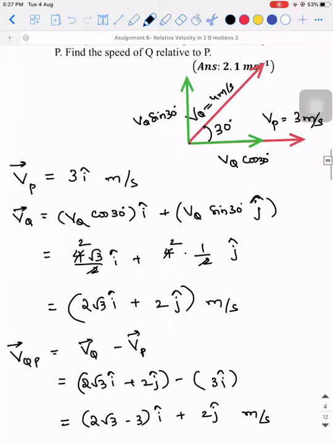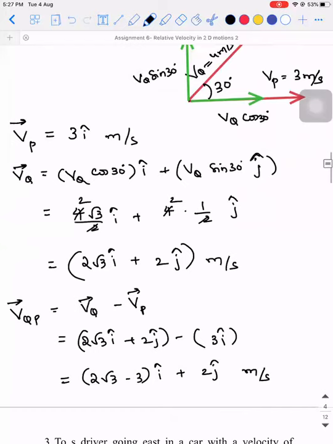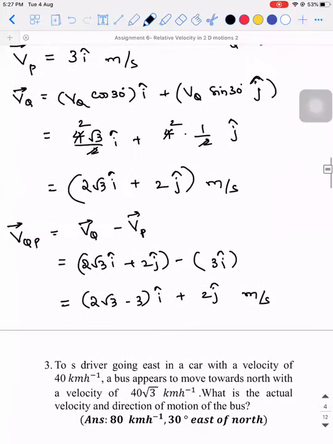But what are they asking? The speed. What do you mean by speed? Speed is the magnitude of velocity. That will be square root of (2 root 3 minus 3) square plus 2 square meter per second. Now calculate this and tell me fast what is the answer you are getting.